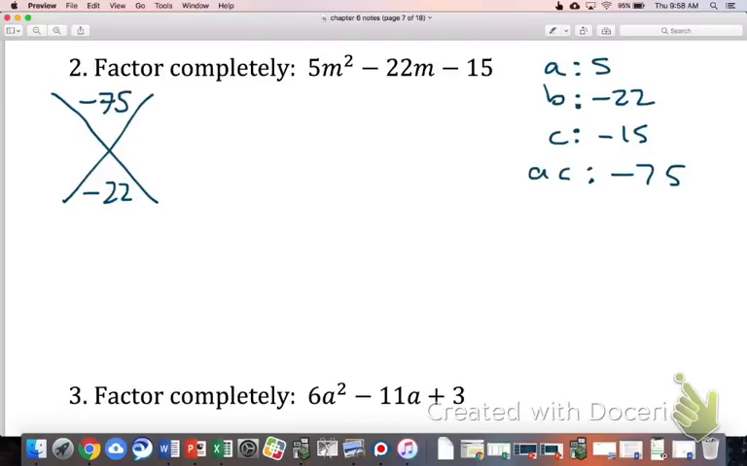Please don't get too far ahead of me. You might mistakenly do something wrong. I want you to be careful with this. We do need to treat this x the same way we did yesterday. We want to ask ourselves, which two numbers multiply to be negative 75 and add to be negative 22? And this could be hard, right? Negative 75 is a fairly big number. Any ideas on which numbers multiply to be negative 75?